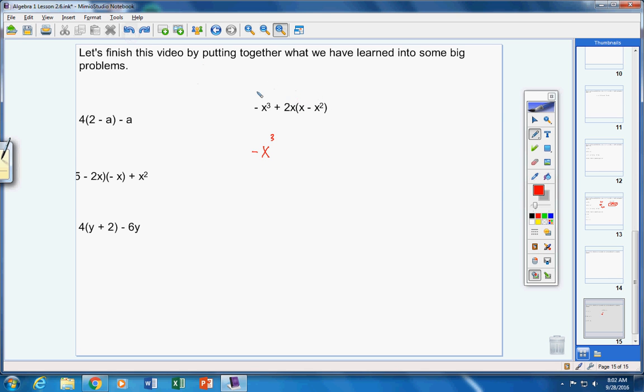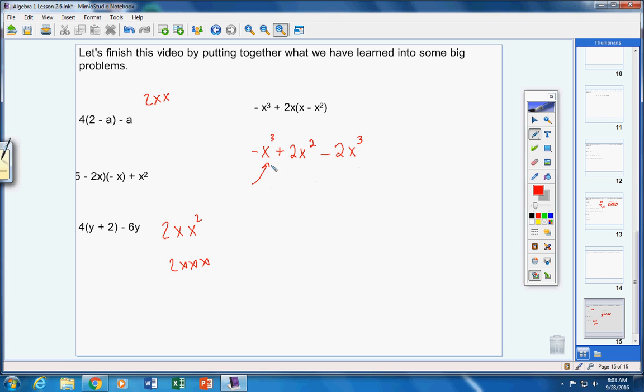So here we go. Positive times a positive is positive. 2x times x would be 2x squared. And then a positive times a negative is negative. 2x times x squared, that would be 2x, x squared, which is really 2x, x, x, which is 2x cubed. Okay?